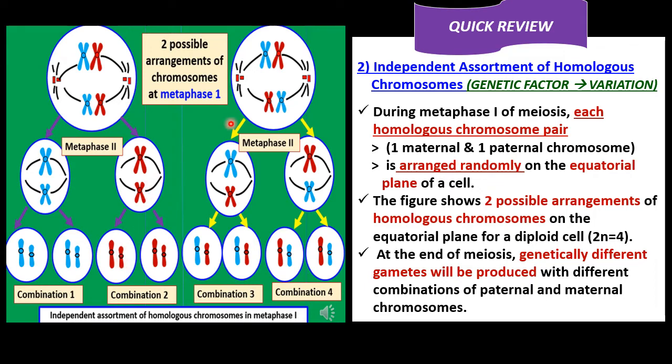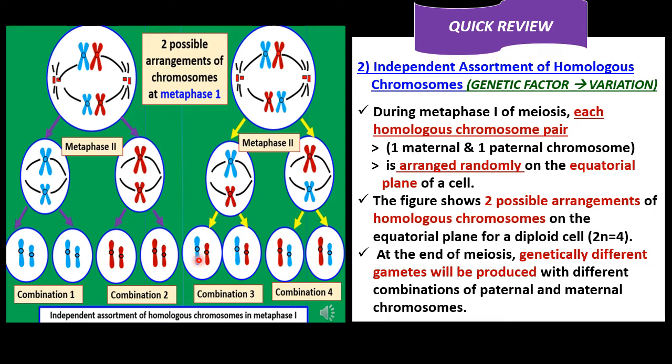But is there another arrangement of the homologous chromosomes at the metaphase plate? Yes, because of the random arrangement of homologous chromosomes, you get the second arrangement, where paternal chromosome number 1 faces the same pole as maternal chromosome number 2. And for this other side, maternal chromosome number 1 faces the same pole as paternal chromosome number 2. If the arrangement is like that, then it will produce 2 genetically different gametes at the end of meiosis.